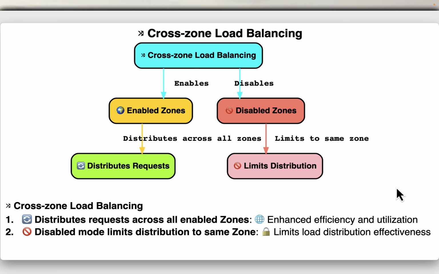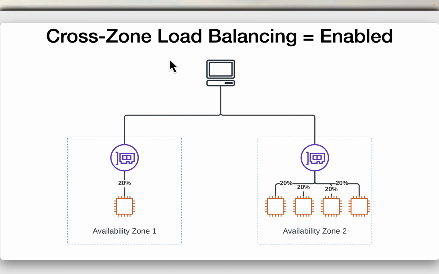So I'll show you this via diagram. So this is how it looks. When this is enabled, for example, you have a load balancer and 2 availability zones, and the load balancer has put a network interface in both of these availability zones. So you have one instance here and 4 over here, right? It will distribute the traffic equally, like 20%, 20%, 20%, 20%, 20%. It's not like this one will get 50% and this 50% will be shared by 4 instances.